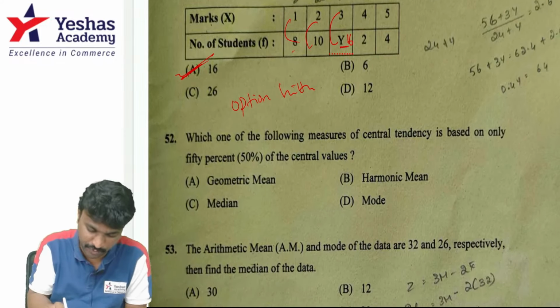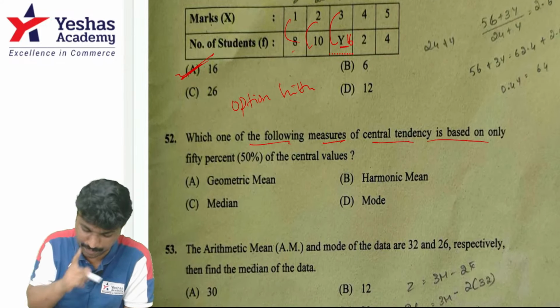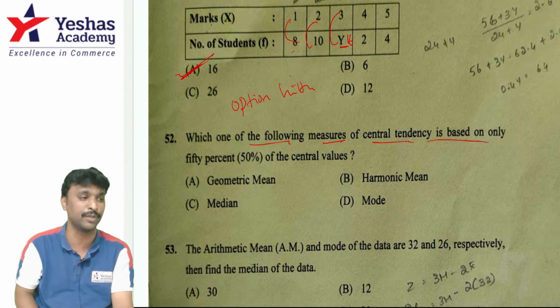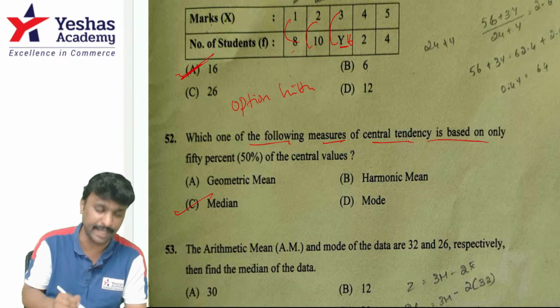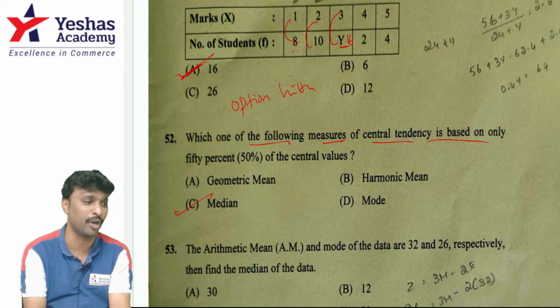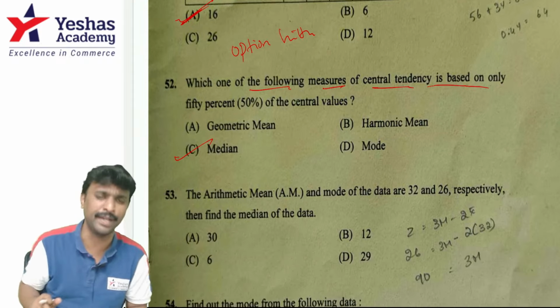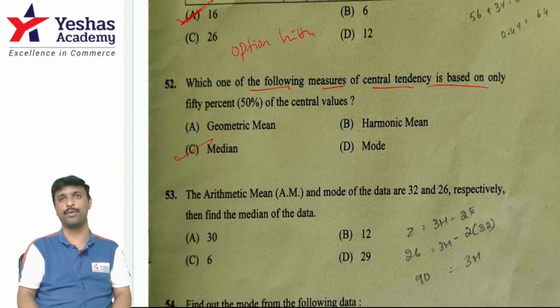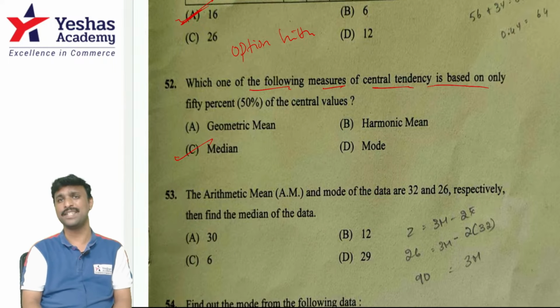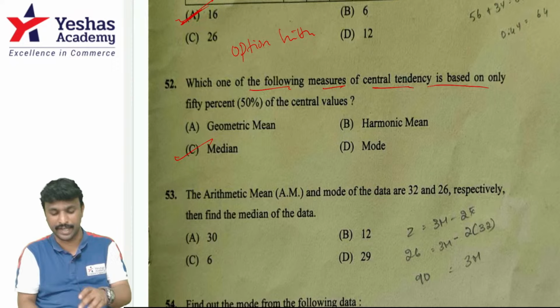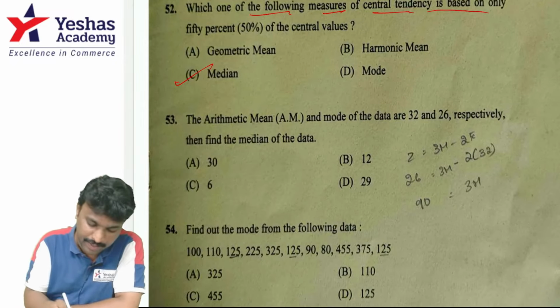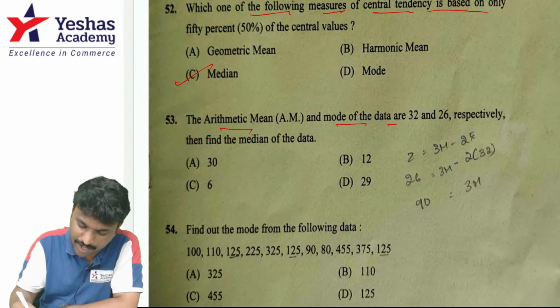As the next question, which one of the following measures of central tendency is based on only the middle 50% of the values? It is median or partitions. Median or partitions will take only the middle 50% of the values. Actually, median will take only the middlemost value, but since median is one of the partitions, you can take median as the answer.